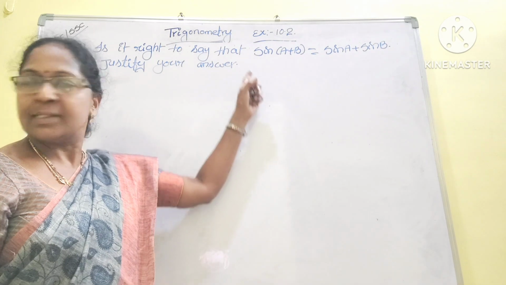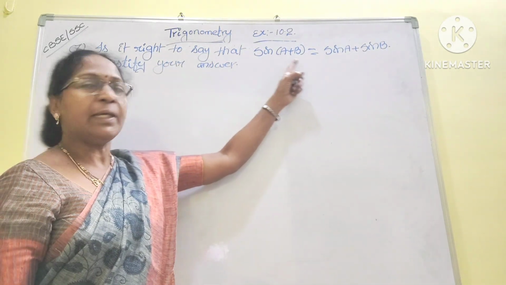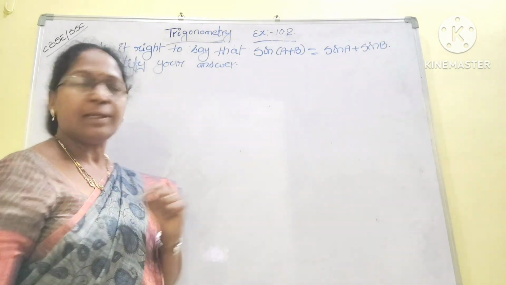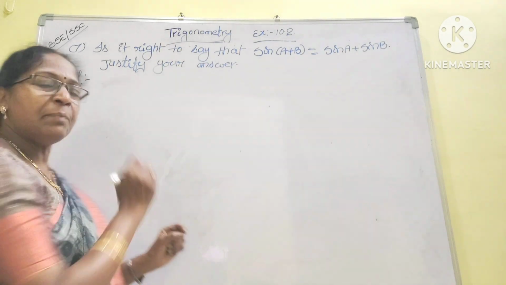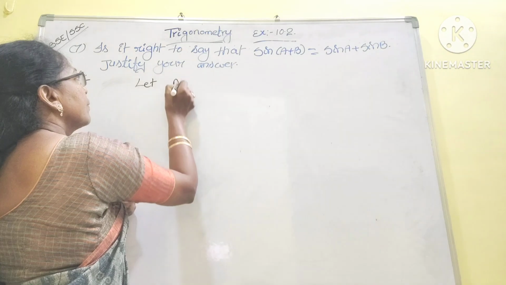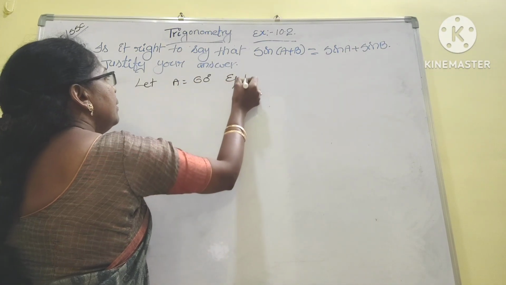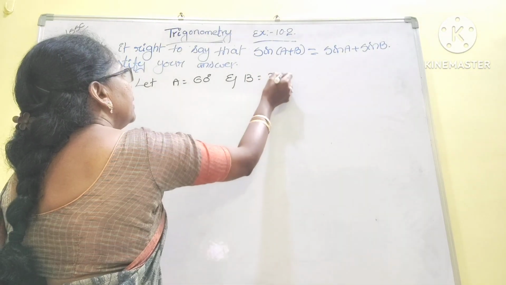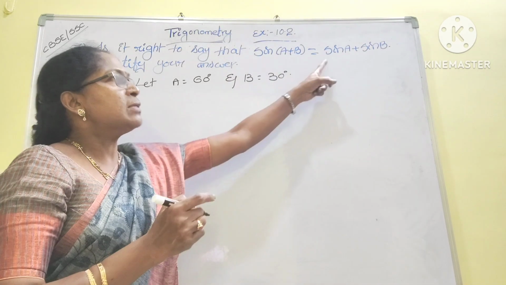Last question in this exercise. What is it? Is it right to say that sin(A plus B) equal to sin A plus sin B? Justify your answer. Now here what you have to take? A and B values you have to assume. Let A equal to 60 degrees and B equal to 30 degrees. Just you have to assume like that. Now here sin(A plus B) equals sin A plus sin B.